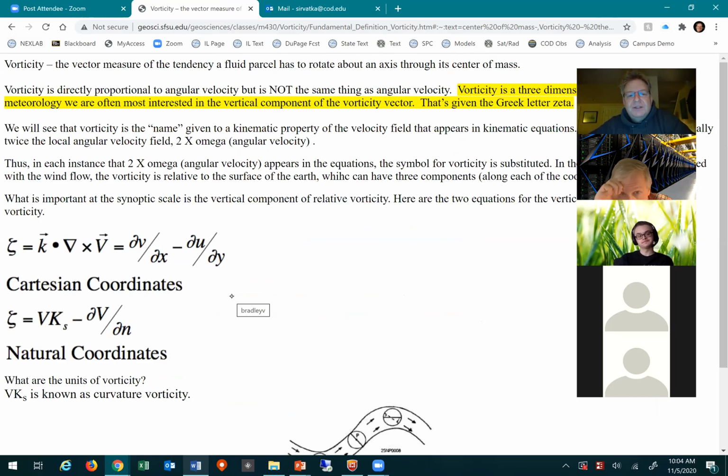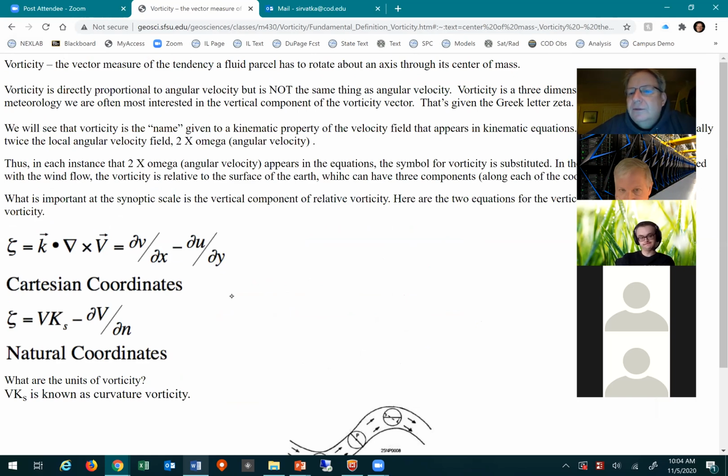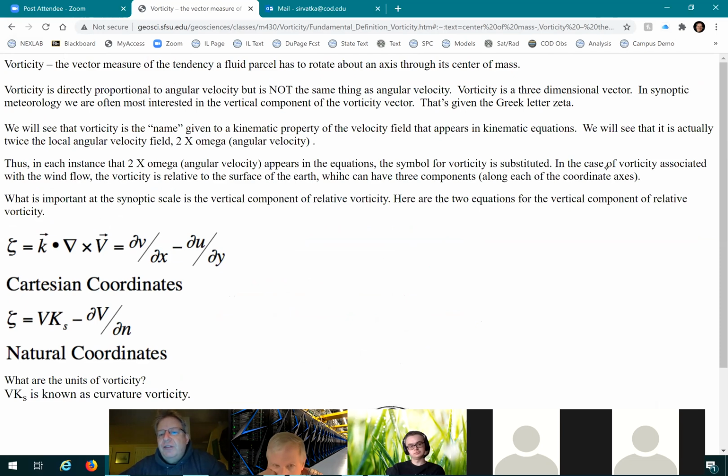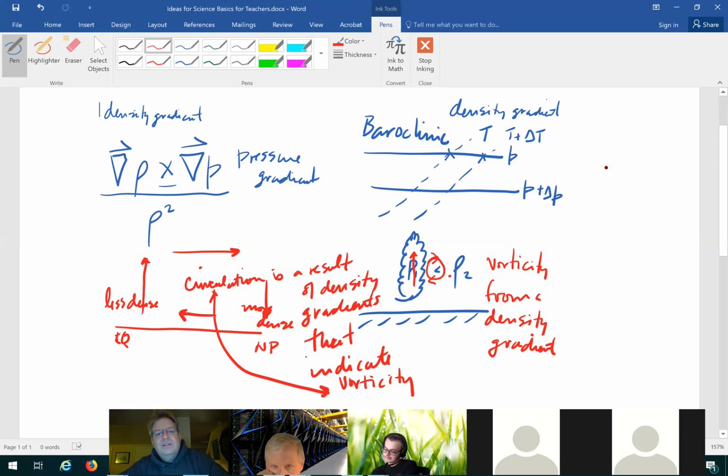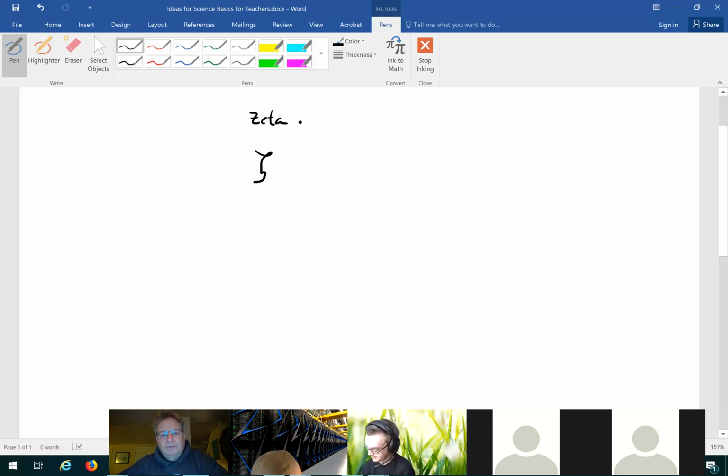Okay, then we see something like this. Vorticity is a three-dimensional vector. It's given the Greek letter zeta, which is this stupid thing. Is there a better way to write that? No, it's dumb. I hate it. To be honest with you, my friend, it's stupid. I call it a pig's tail. So it goes like this, right? That's zeta. So it's like a 5 with a little curly top on it. So if you see that, that's what it's going to mean.